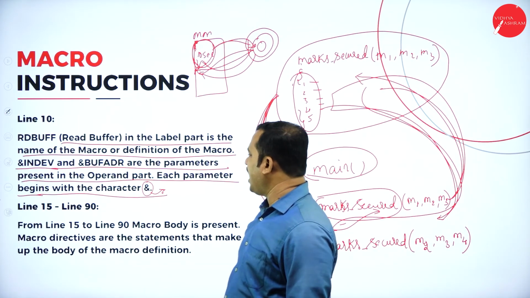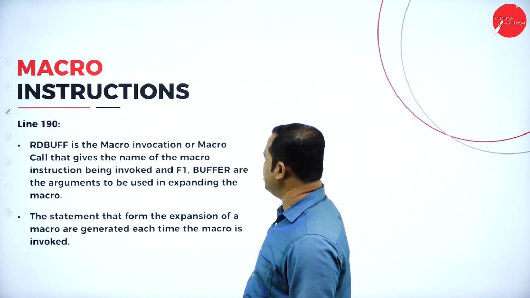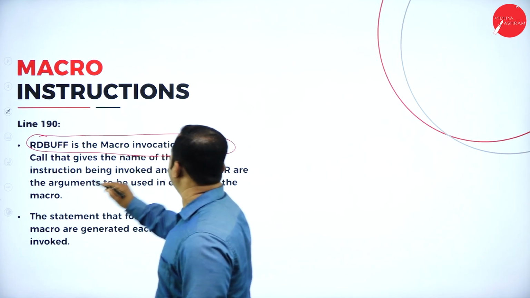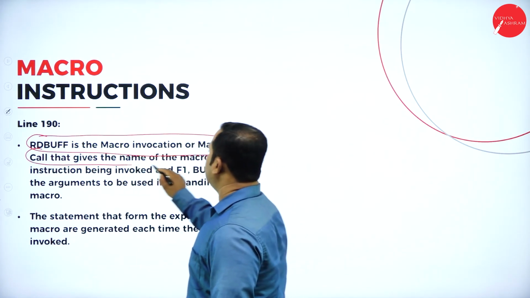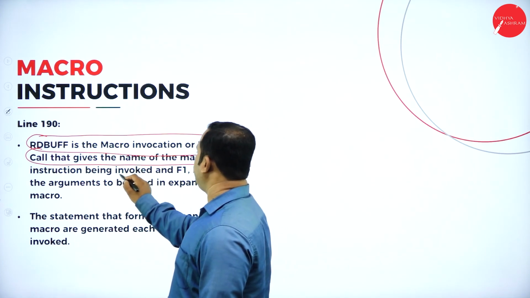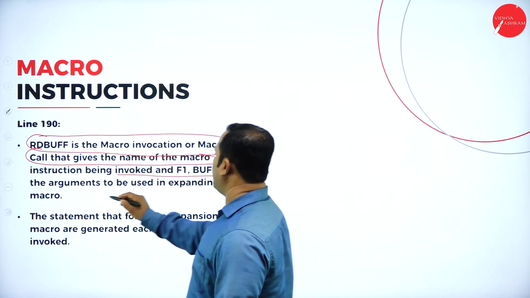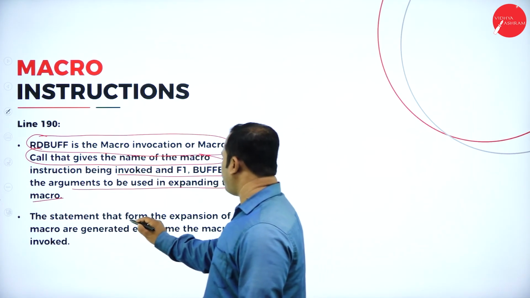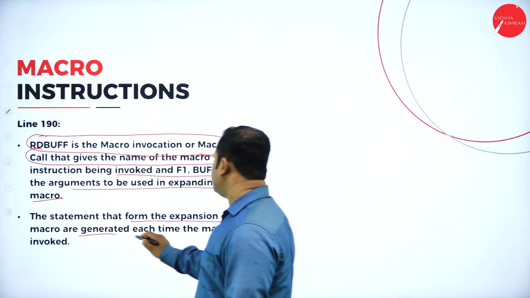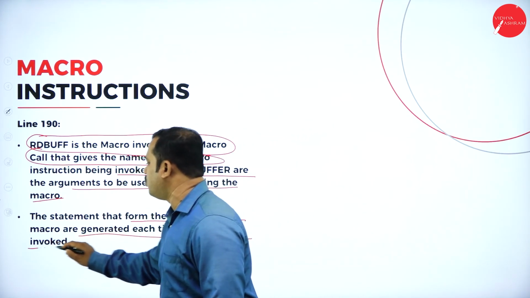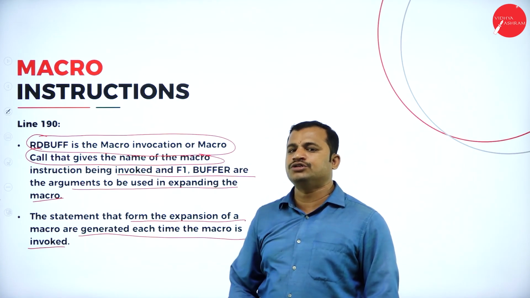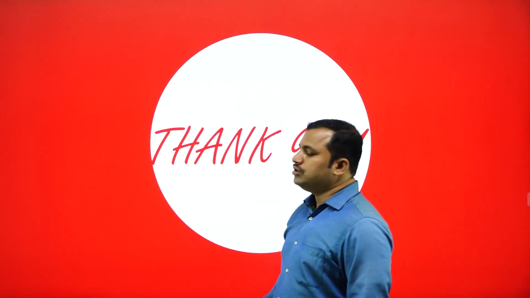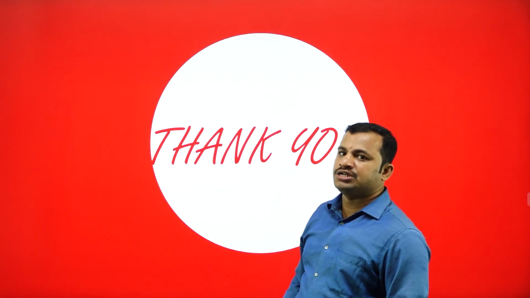In that case, we have this function definition here, that is read buffer. Read buffer is the macro invocation or macro call. It gives the name of the macro instruction being invoked, and F1 and buffer are the arguments to be used in expanding the macro. The statements that form the expansion of a macro are generated each time the macro is invoked. That means each time when the macro is invoked, we place the entire definition into the location of its call. So this is how the macro invocation is performed.